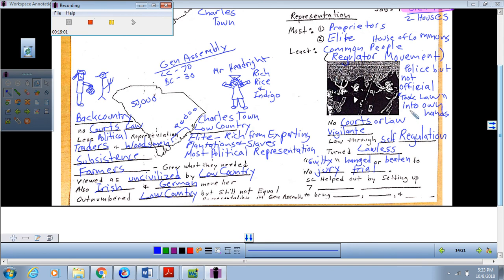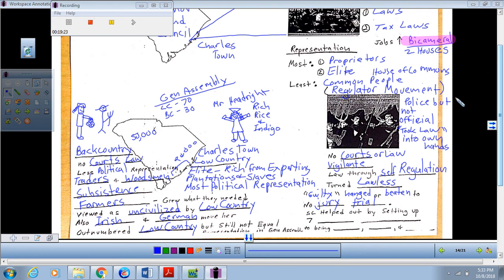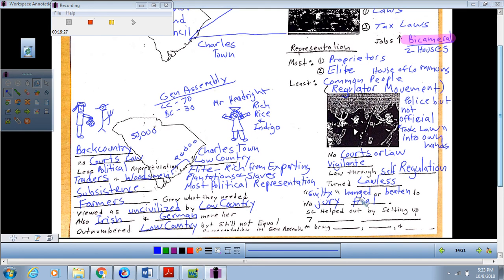Well, eventually, the regulator movement ends. There's actually a fight between the king's men, the army, and the regulators that happened between North Carolina and South Carolina. I believe it started in South Carolina, and the king's army followed the regulators into North Carolina, and they were defeated. But in the end, South Carolina helps out by setting up 7 circuit courts. And with these circuit courts, this would be the beginning of bringing justice, law, and order to the backcountry.